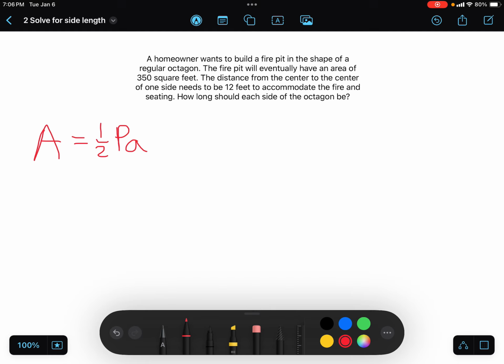A homeowner wants to build a fire pit in the shape of a regular octagon. Okay, so that's important. Octagon is, of course, 8 sides. The fire pit will eventually have an area of 350 square feet. So I'm going to substitute 350 in for our capital A. The distance from the center to the center of one side needs to be 12 feet to accommodate the fire and seating. So that translates to the apothem. How long should each side of the octagon be?